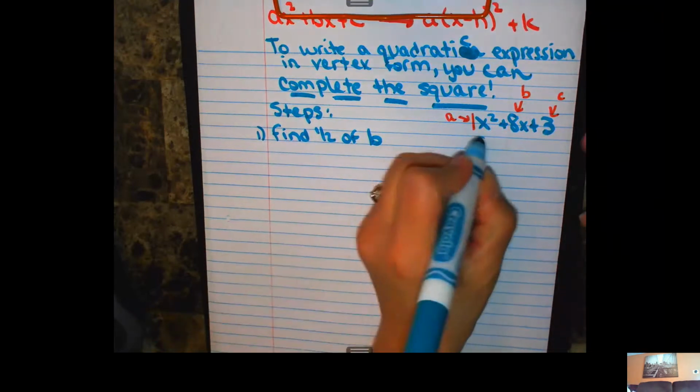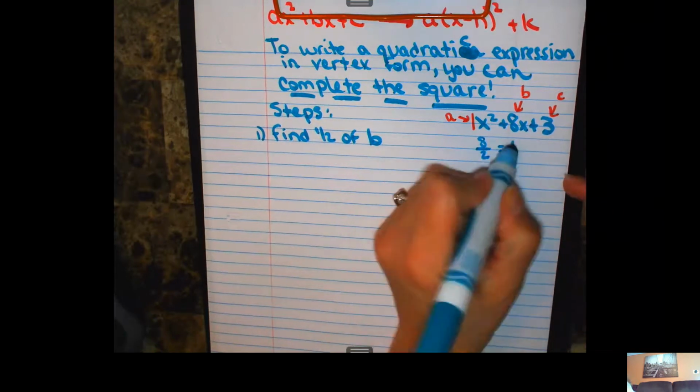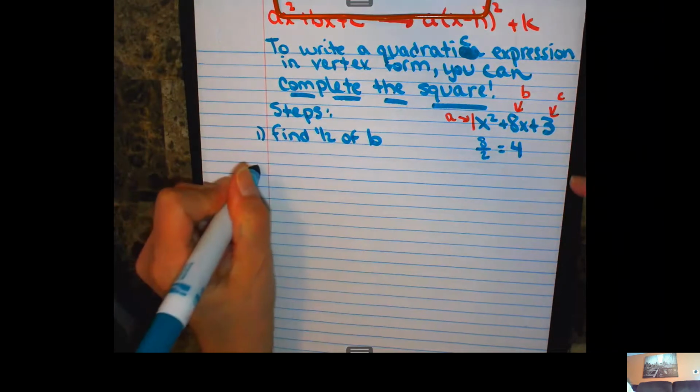So the first thing we're going to do is take half of b, which is 8. So 8 divided by 2. That's what we were kind of doing on the front. 8 divided by 2 is 4. So that's step 1.